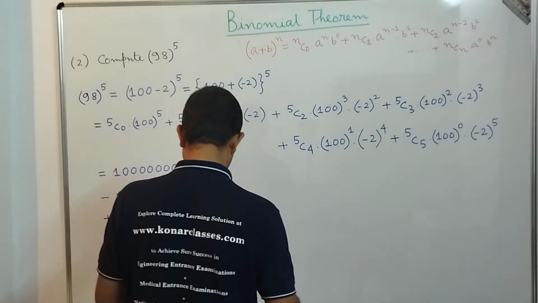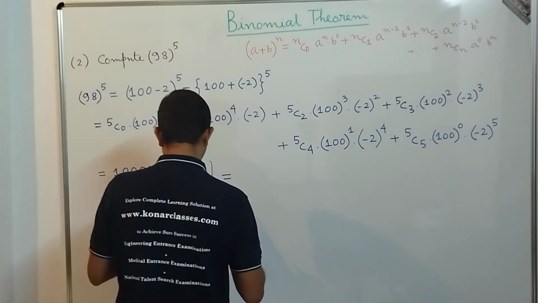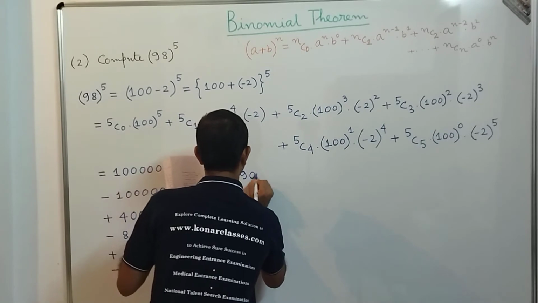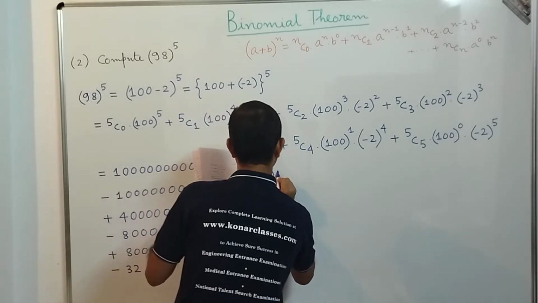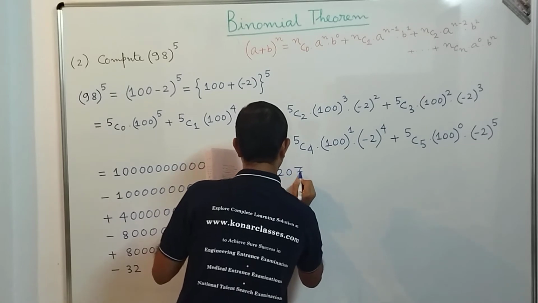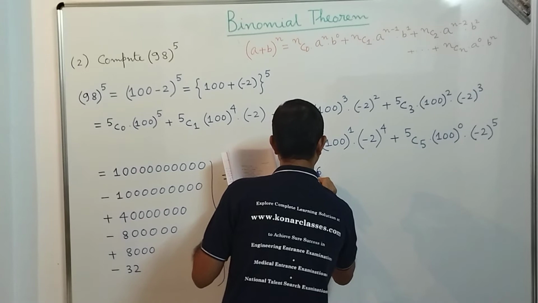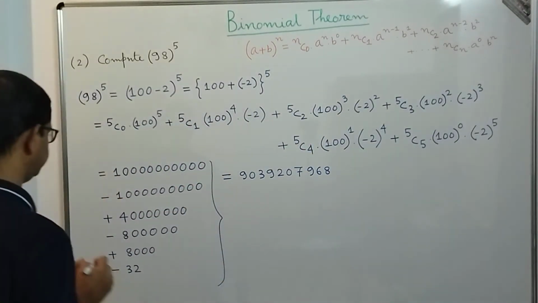Now if we compute this entire thing, the value you are going to get is this one: 9039207968. Okay, so this is the value.